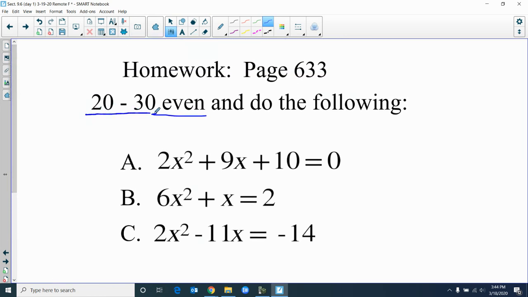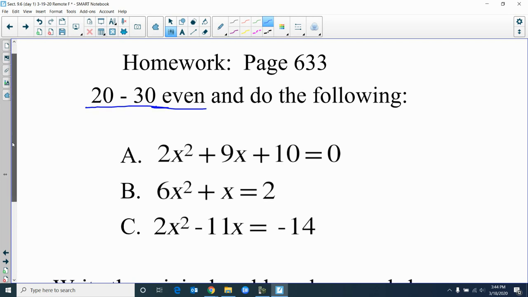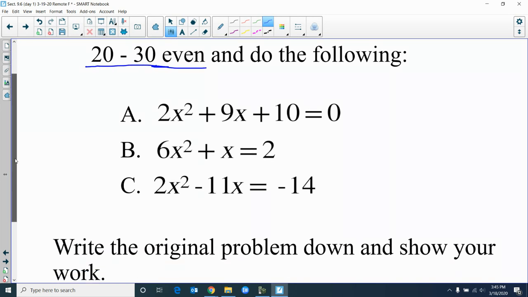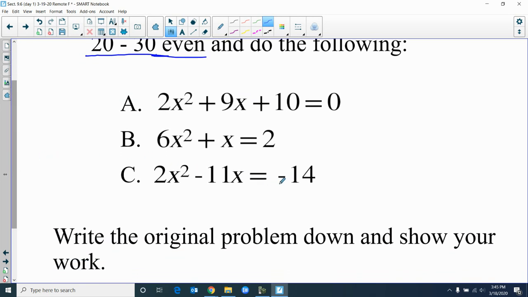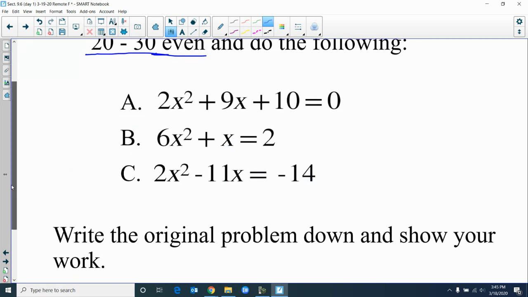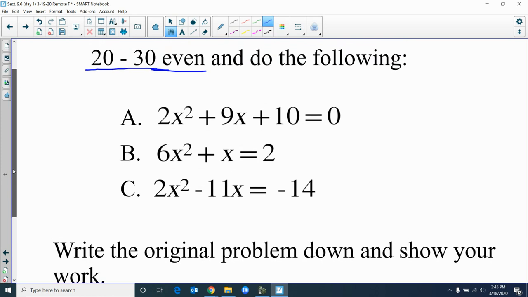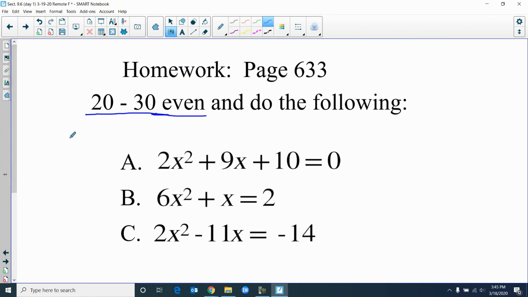This is due Friday by midnight. You either get this Thursday or maybe even Wednesday. You can start it, but it's due by Friday. Got it? Now you have to go to Canvas and upload it.